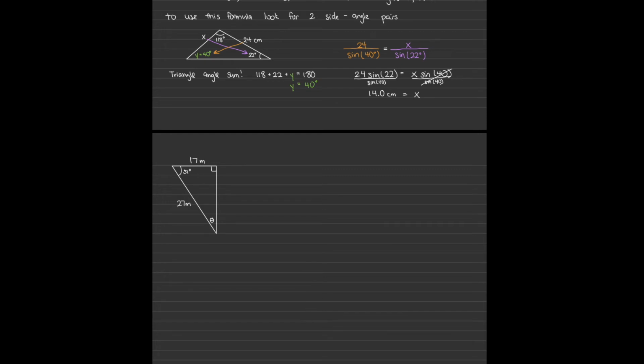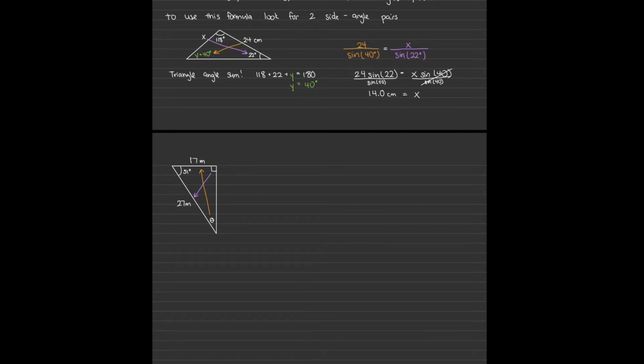So, right, law of sines means we're looking for a side angle pair. Well, here's my angle theta and the side opposite it. So there's one side angle pair. And then for my other side angle pair, I've got my side at 27 meters, and it corresponds to the 90-degree angle right there.